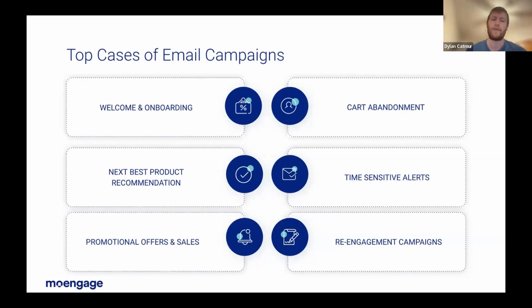Next best product recommendation is one of our AI components as well. So we can help you optimize how you're recommending certain products to different users, including promotional offers and sales, and time-sensitive alerts. For example, OTP pin resets, we can send those to your customers and make sure that they have that information in under 5 seconds. That's how quick we deliver those.